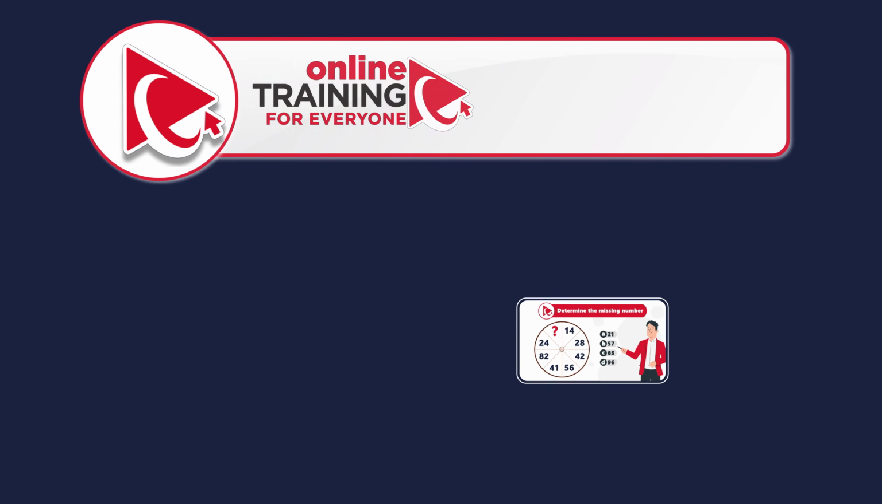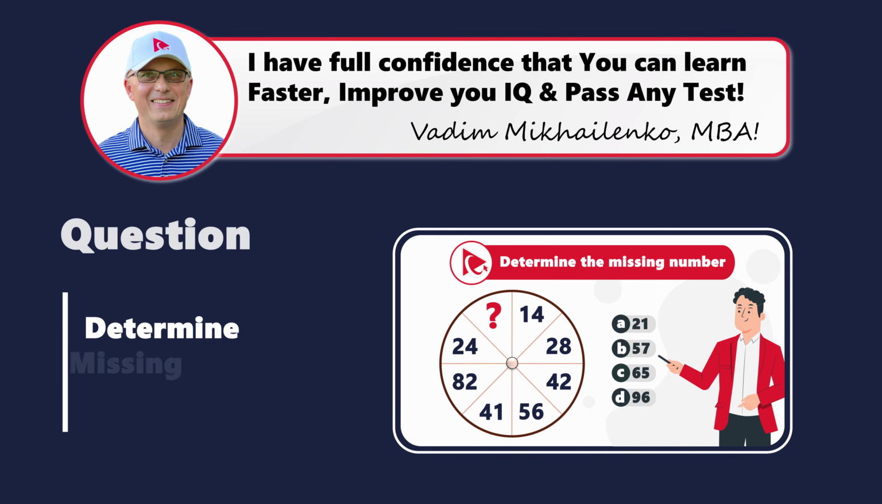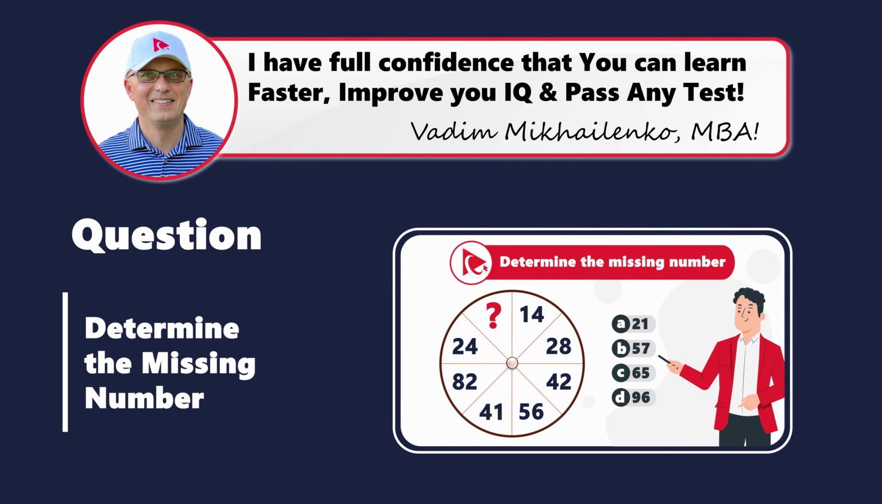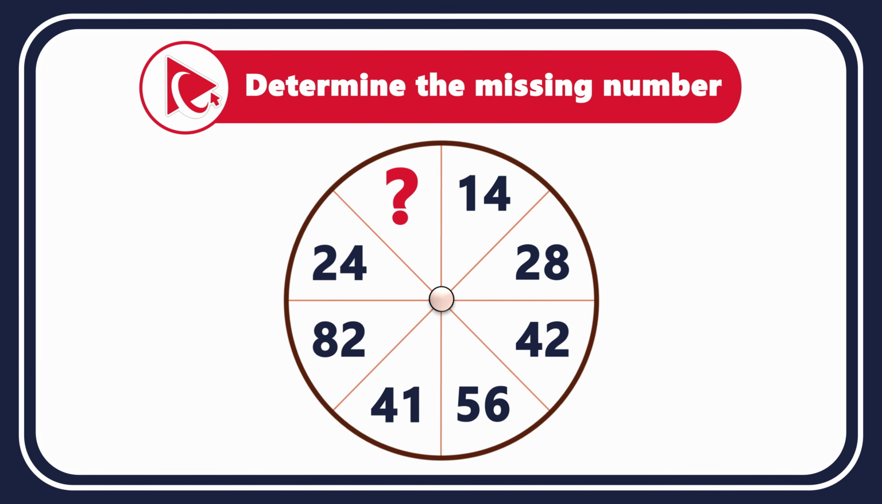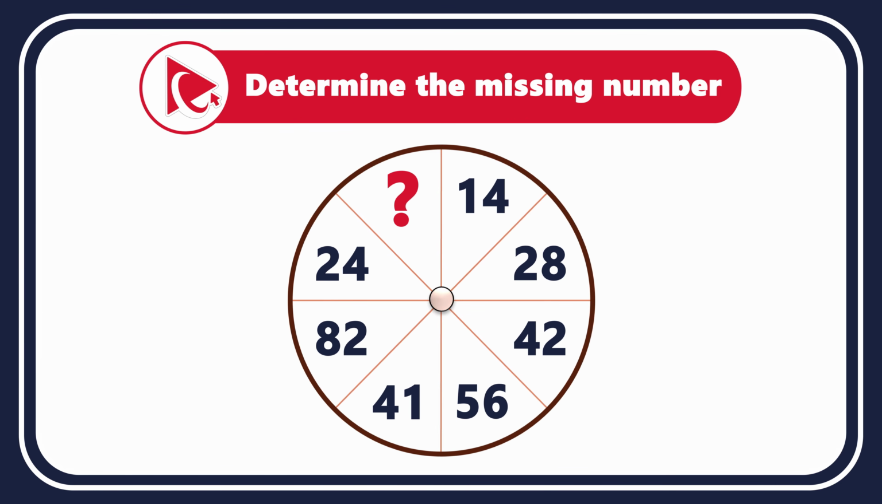Prepare to tackle this tricky question, designed not just to test your mental math abilities, but also to improve your critical thinking skills. You're presented with the circle which is broken down into 8 equal parts. Each part has a number, and the numbers are 14, 28, 42, 56, 41, 82, 24, and then comes the missing number. You need to determine the missing number and select it out of 4 possible choices.